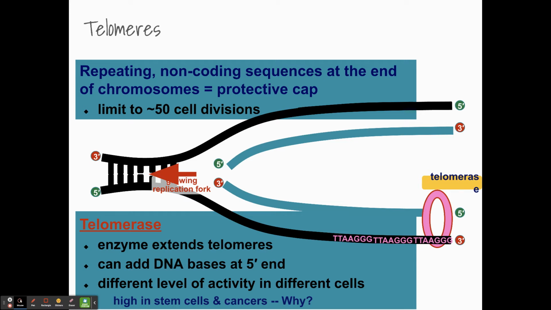At the end of your chromosome, we have non-coding sequences of DNA, meaning sequences that code for nothing. It's just filler space, like AA, TT, GG, CC, and it serves as a protective cap. Telomerase is an enzyme that extends the telomeres, and it can add DNA bases at the 5' end. It has different levels of activity in different cells. We see telomerase high in stem cells and cancers. Why? Because we have high rates of replication in cancer cells and stem cells.